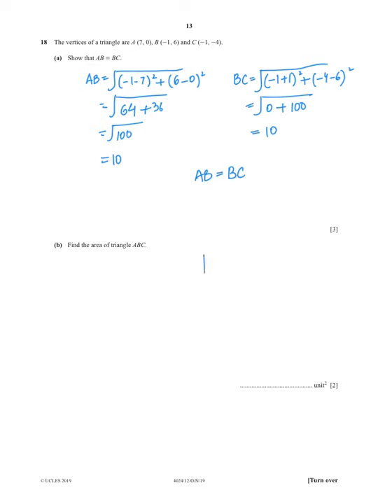For area, if I roughly sketch the triangle, the first point is 7 comma 0. That means A lies on the x-axis, it's 7 comma 0. For point B, it's minus 1 comma 6. That is point B, and C is minus 1 and minus 4. So that is roughly a sketch of your triangle A, B and C. Alright. After sketching, we had proved that the sides AB and BC are both equal.